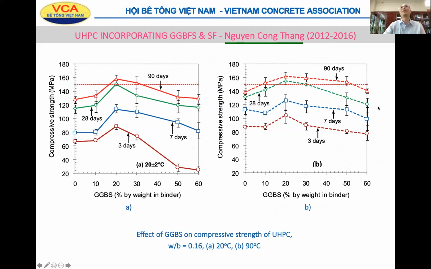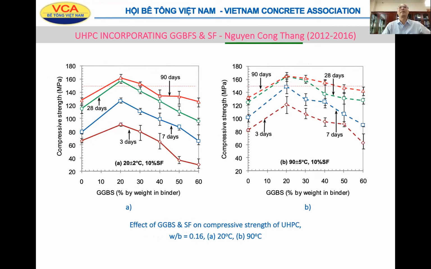Another research developed in Vietnam from 2012 to 2016. Just a guy, Nguyễn Công Thắng, he did a lot of tests to find the optimal mixes with GGBS and silica fume. And actually he used up to 60% GGBS here, and he found that if heat treatment is applied, the compressive strength can reach 150 MPa and above. And if he added 10% silica fume, he can obtain even higher compressive strength with his specimen.